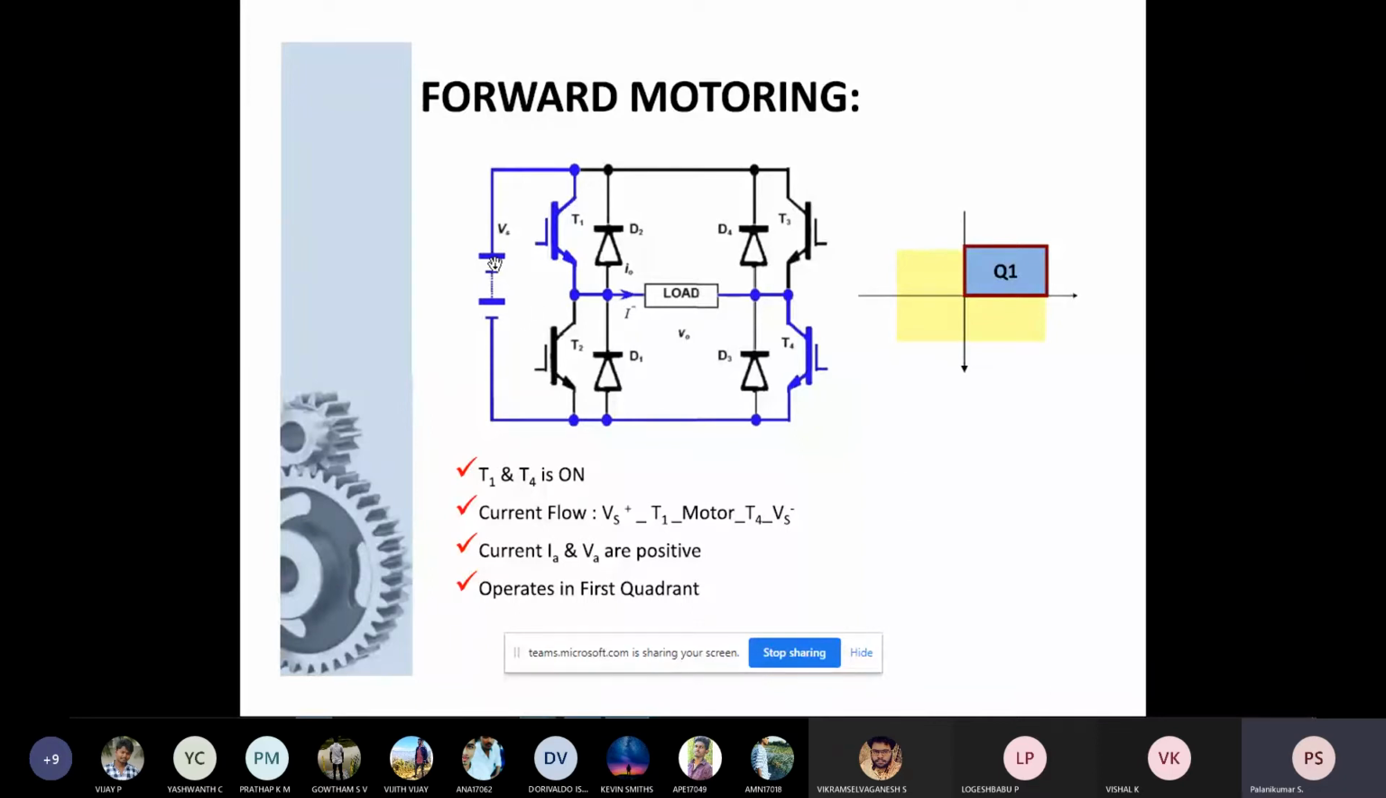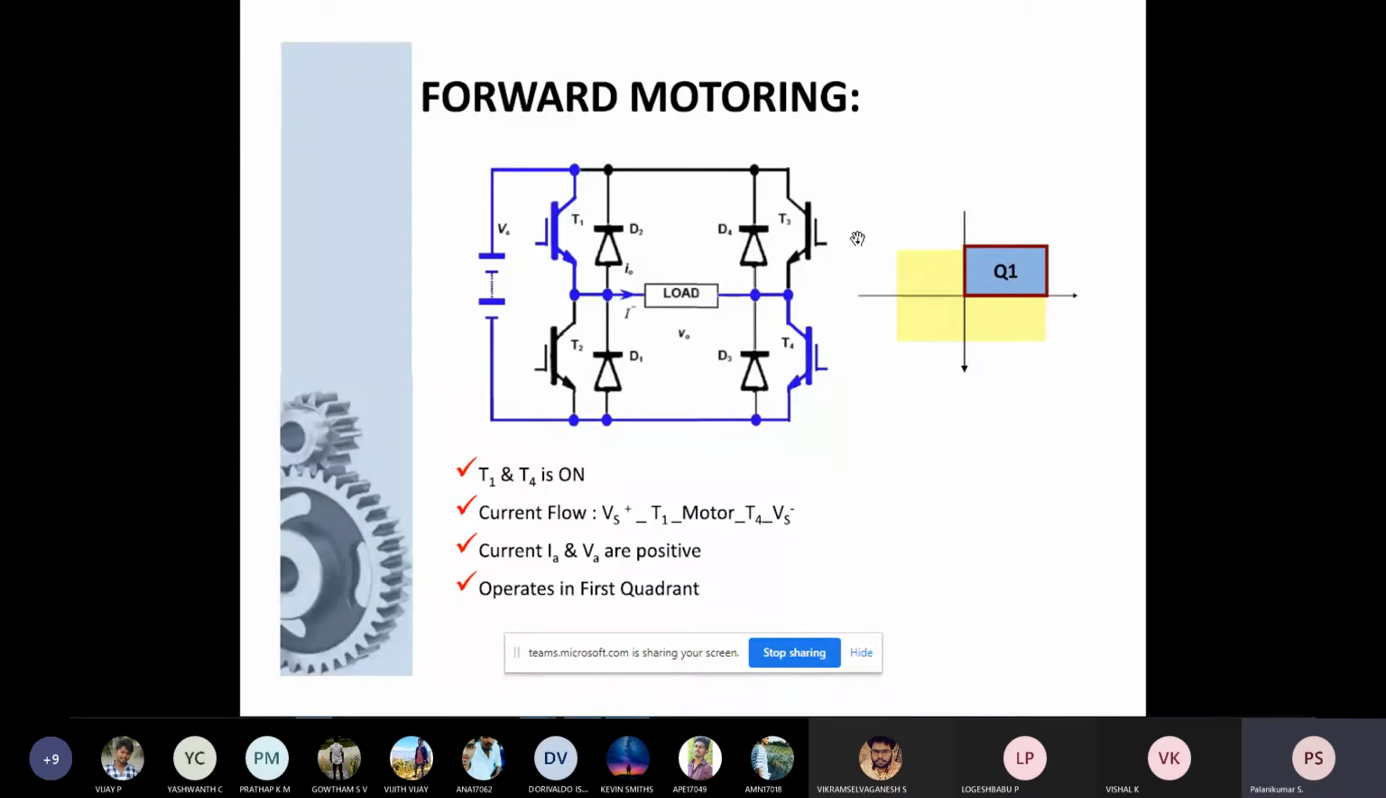During the forward motoring operation, T1 and T4 will be conducting. Power flows from Vs plus, the long line being positive and the small line negative. Power flows from Vs plus through T1, then to the motor and T4, then returns to negative. So both current IA and VA are positive. If both are positive, it is said to be first quadrant operation.